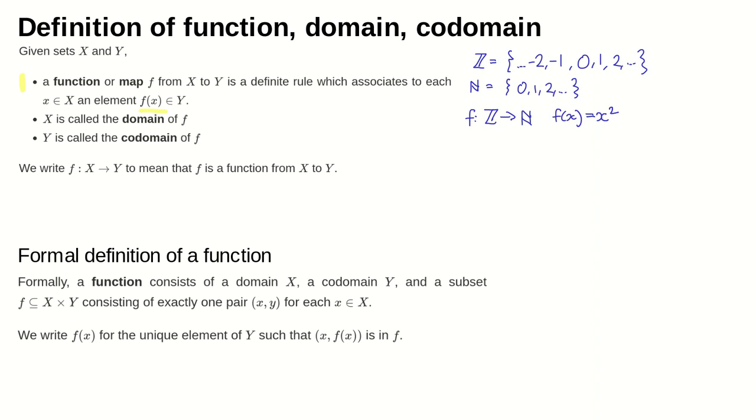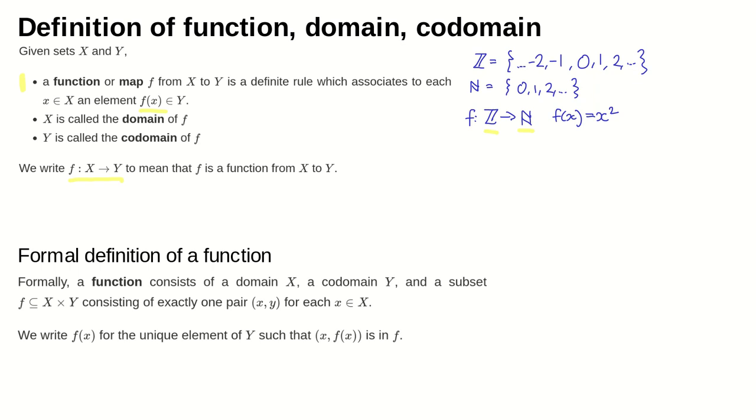So, with this definition as I've written it here, the set X is called the domain of the function f, and the set Y is called the codomain of the function f. So in our example over here, Z will be the domain of our function and N will be the codomain of our function. And there's a little bit of notation which is used all the time. When we write f colon X arrow Y, what we mean is that f is a function whose domain is X and whose codomain is Y.